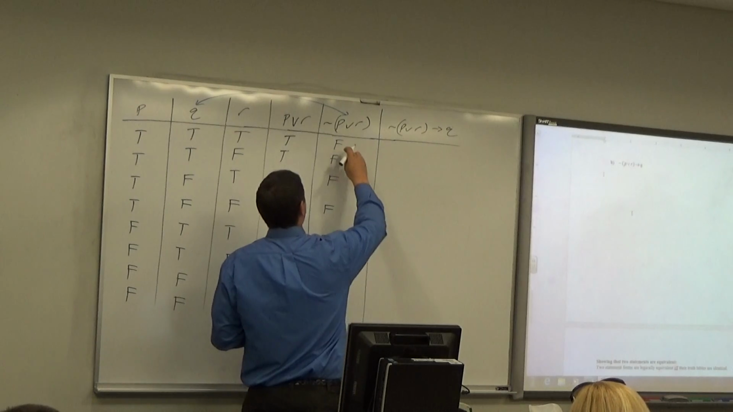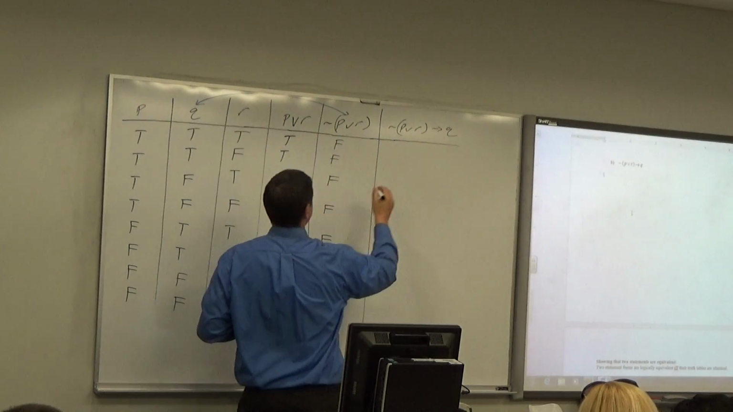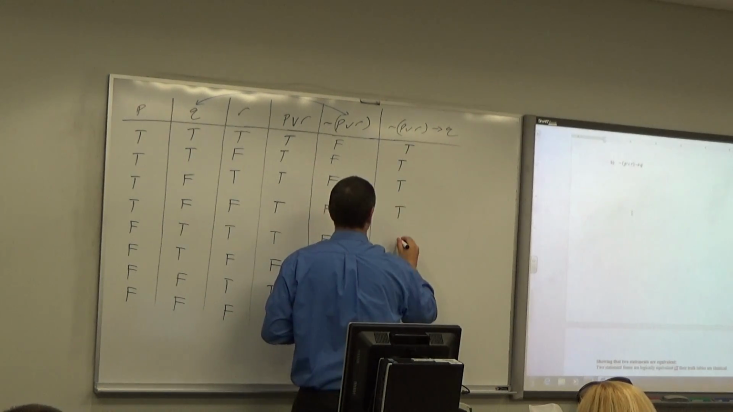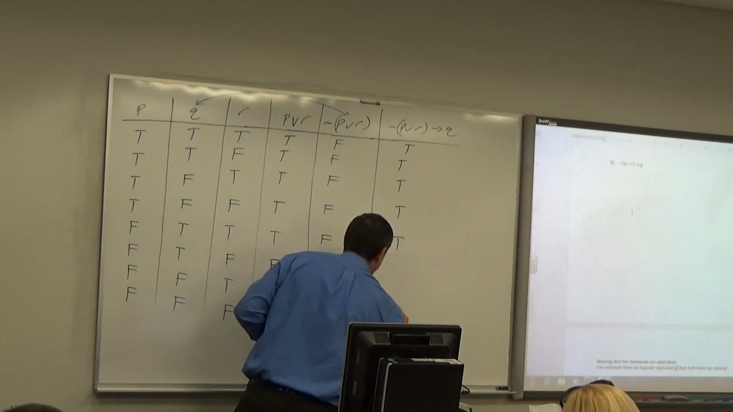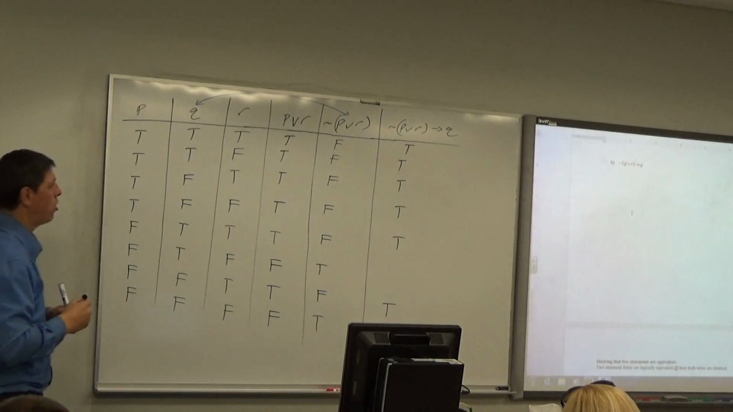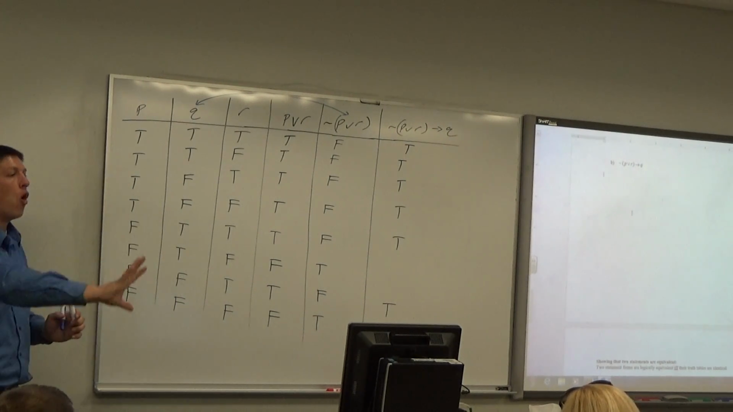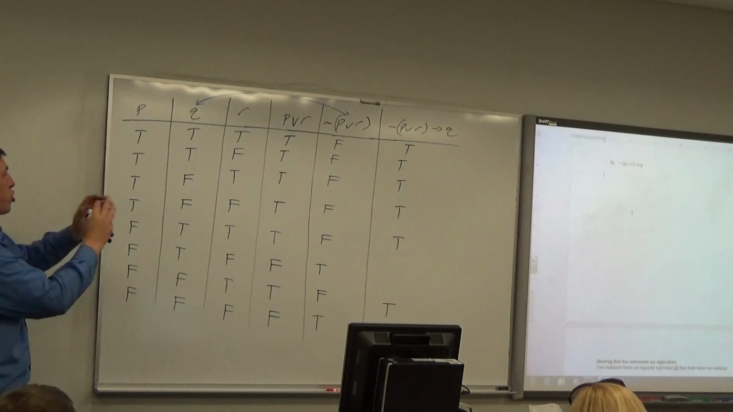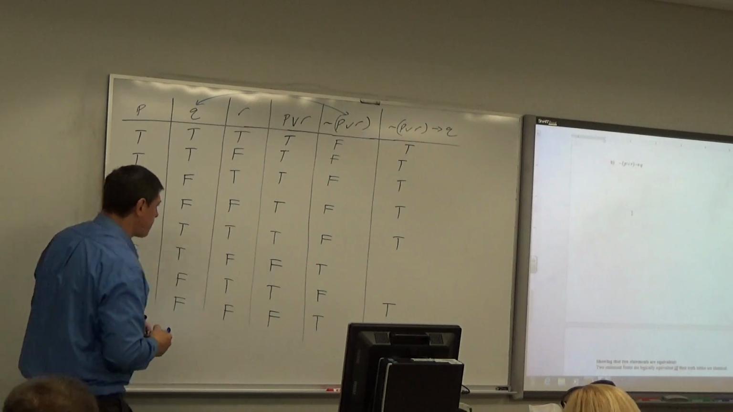So I know that if it starts with a false, since false implies whatever is true, I'm going to get true, true, true, true, true. I'm going to hold off on this one because I don't know yet. And I know row 7 is going to be true as well. The way I think about conditional statements is, as soon as I see a false as the first input, in other words, the antecedent, I just put a true there. I don't mess around with it.